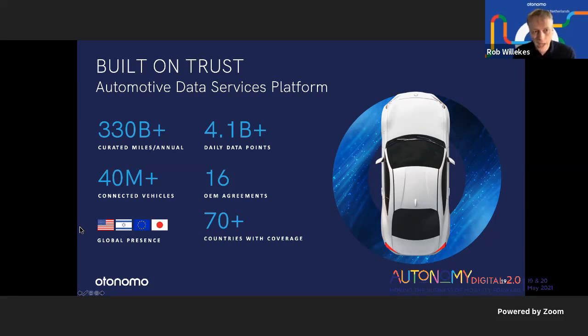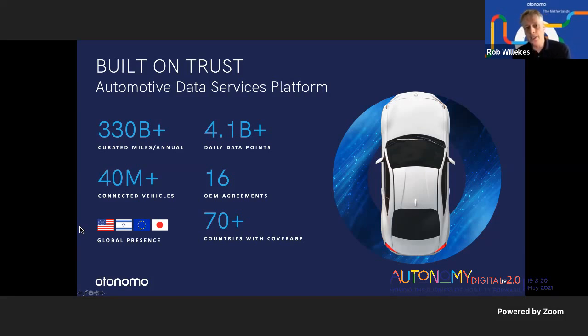So we have a huge amount of 330 billion miles driven annually, and that's growing every year, every month. It equates to about 4.1 billion data points a day, coming from over 40 million cars. We have agreements with 16 OEMs, and we are a global company.